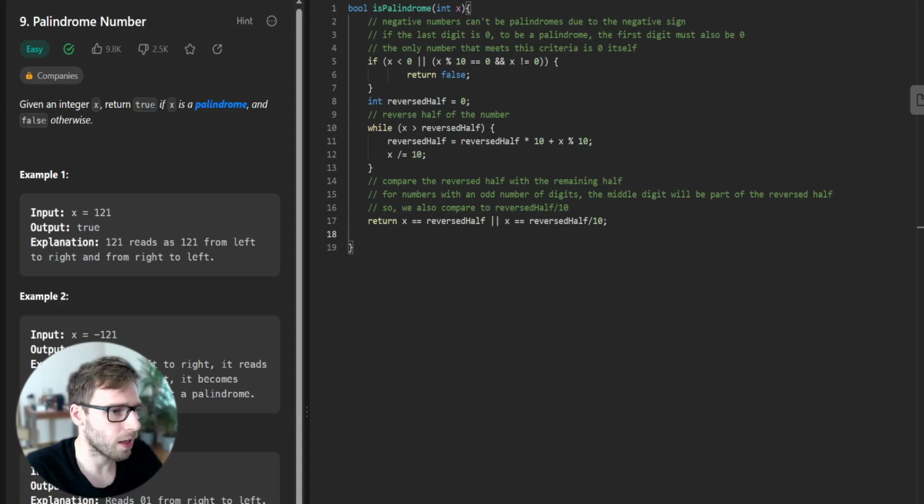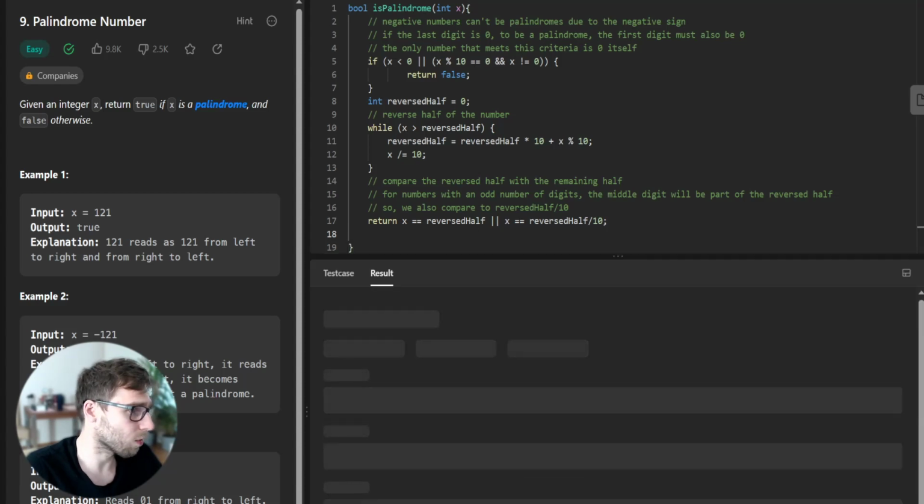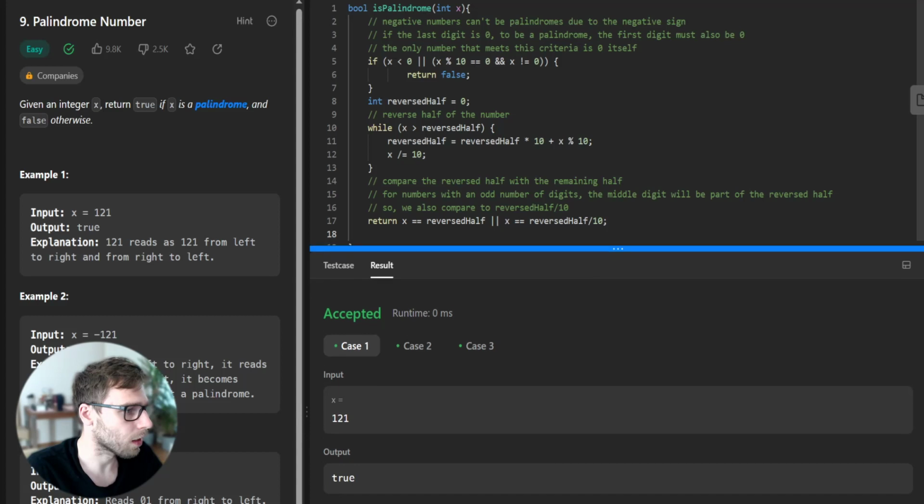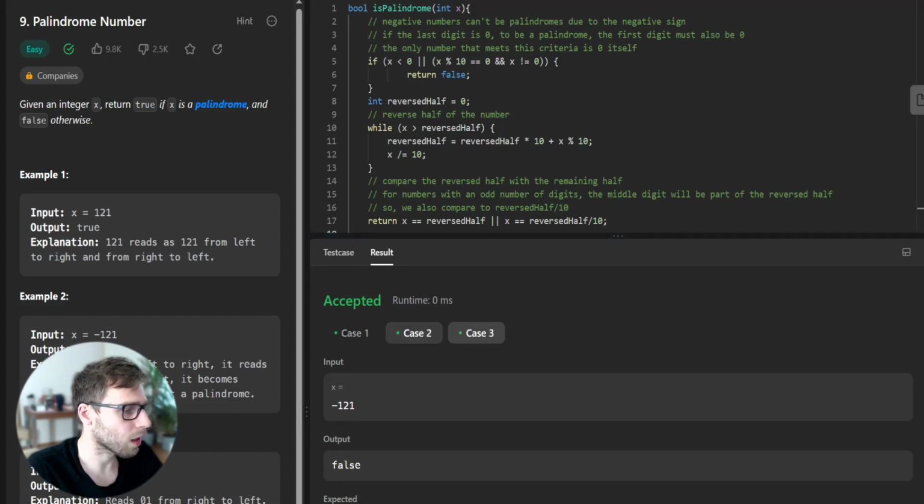So let's see if it's working for our test cases of 121 and minus 121. Yeah, it's working. 121 is a palindrome, so it's obviously true. And minus 121 is not a palindrome because from left to right and right to left it reads opposite. And 10 is, from the other side, 0, 1, and it's not a palindrome because it's not the same.